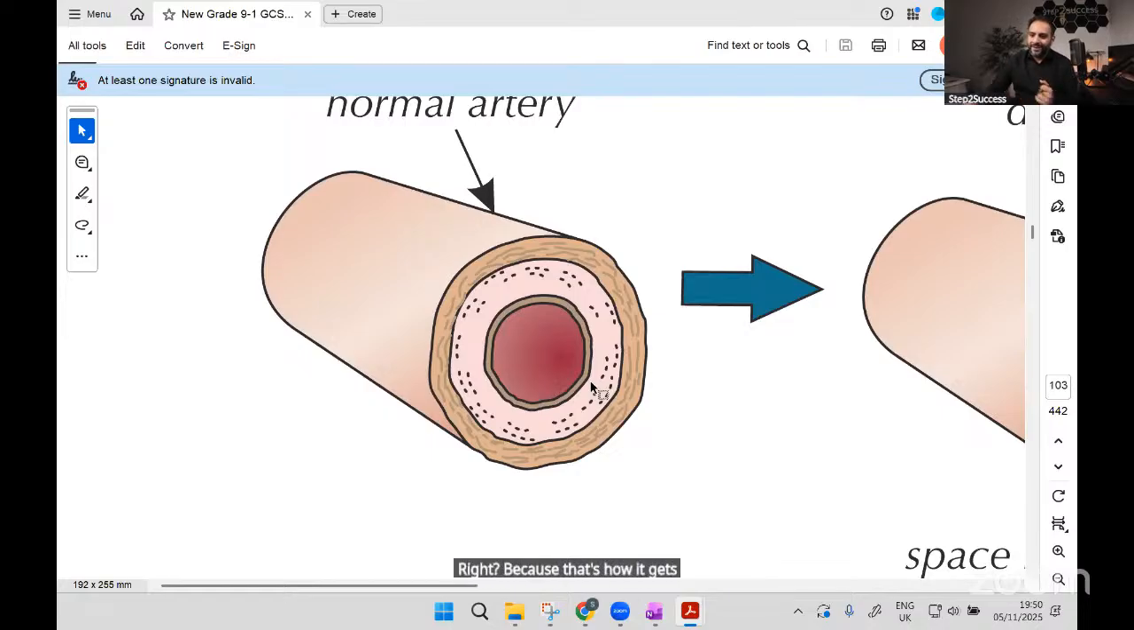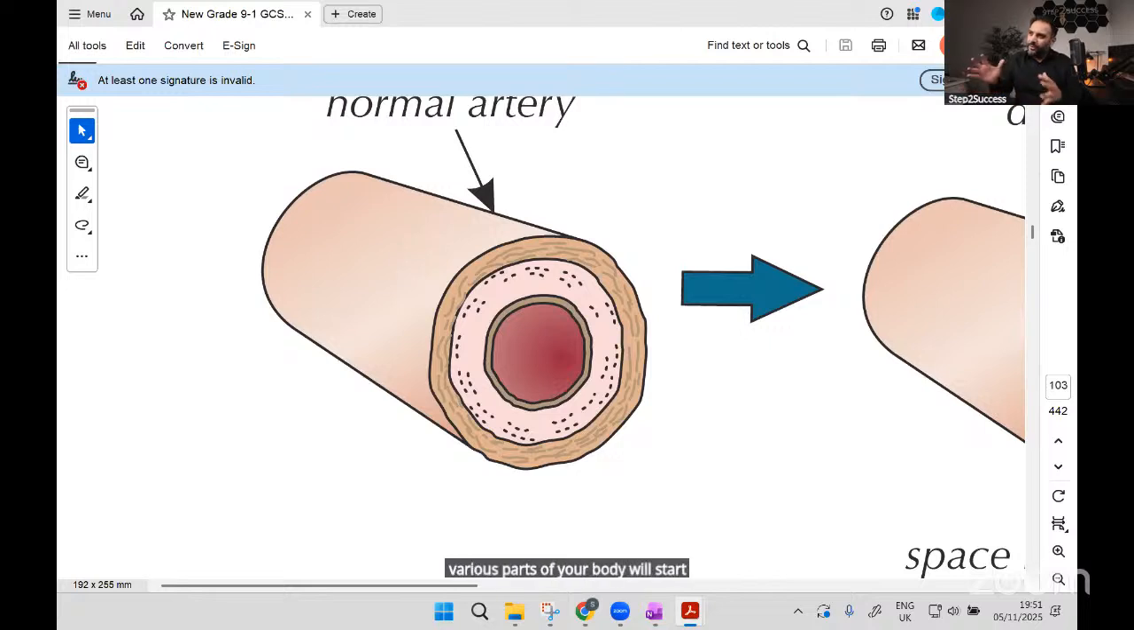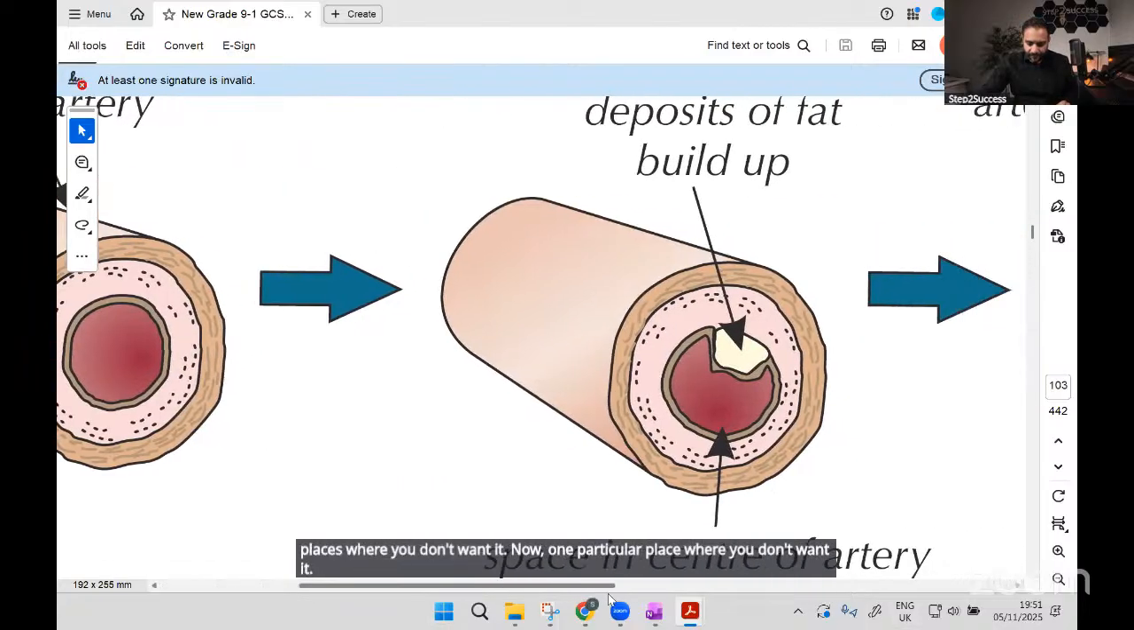Now, if you live a certain lifestyle, and that lifestyle includes, for example, smoking or eating lots of fat, or not exercising very much, then what can happen is that various parts of your body will start having fat in those areas. You've seen it with people who are obviously overweight, there you can see where that is. But also internally, lots of fat starts getting deposited in different places where you don't want it. Now, one particular place where you don't want it is here.